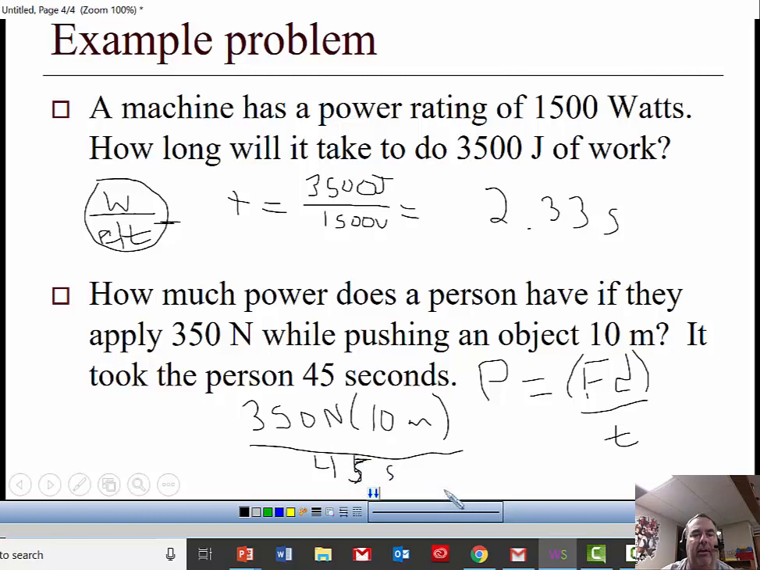Okay, so there's 45 seconds. If you take 350 times 10, I've got 3,500 joules. This portion right up top, 350 times 10 meters, gives me my amount of work, which is 3,500 joules. When I divide that by the 45 seconds, you end up with 77.78 watts. So 77.78 watts worth of power.